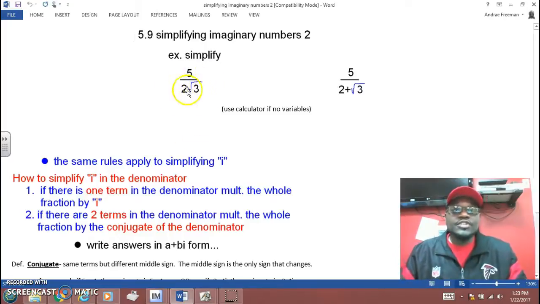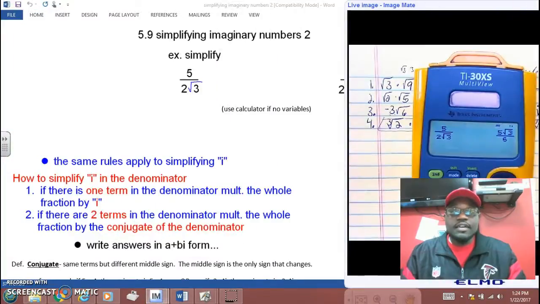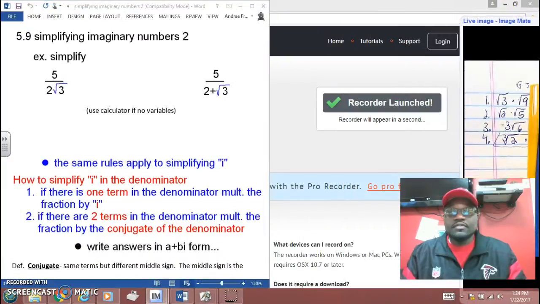So here's the issue. There's really nothing you can simplify with 5 over 2 and 3 and stuff like that. But the issue is that you got a radical in a denominator. Notice I have here, use a calculator if there's no variables. And so what I've done is I went ahead and used the calculator. Try to.